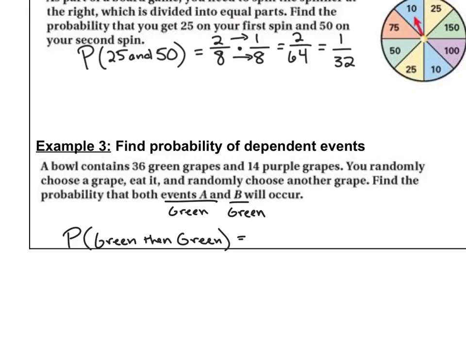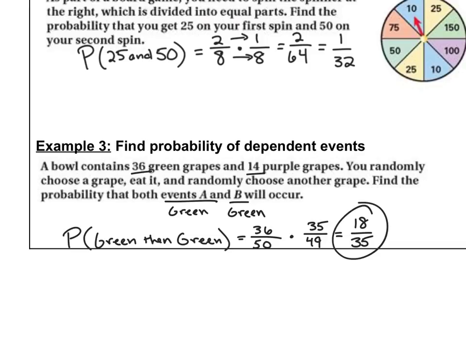So our first probability, how many green grapes do we have? We have 36 green grapes. We have a total of 50 grapes altogether. Now when we go to event 2, you have already taken one and eaten it, so we are down to just 49 grapes, and you're operating under the assumption that your first grape that you chose was green and that you ate it, so you are down to just 35 green grapes. So you will multiply those two together, 36 over 50 times 35 over 49, and you will get 18 over 35 as a simplified answer.